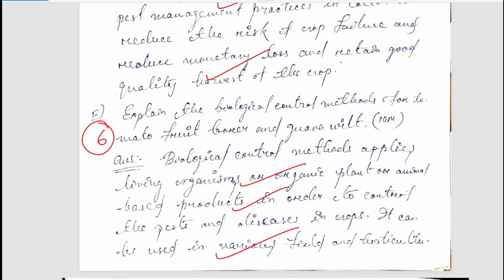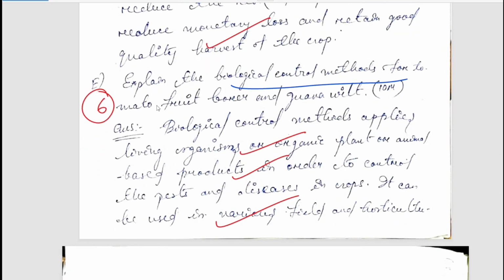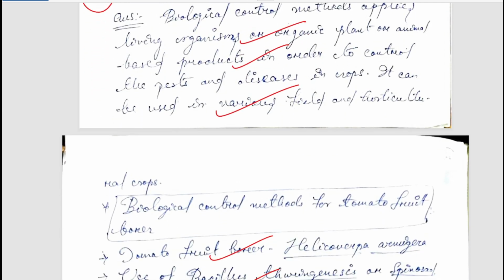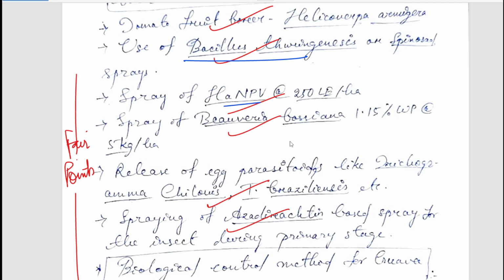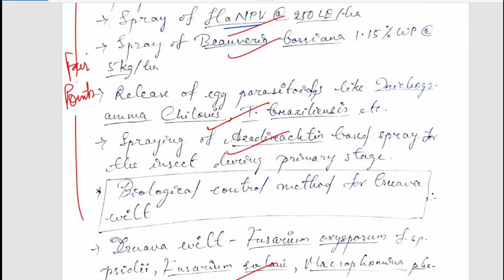The next question is, explain the biological control methods for the tomato fruit borer and guava wilt. So biological methods have been explained in the introduction. And for tomato fruit borer, it's use of Bacillus thuringiensis, that is BT, and use of HaNPV. So all these things have been well mentioned. You can simply pause and read it. So these are generally biological organisms which are used.